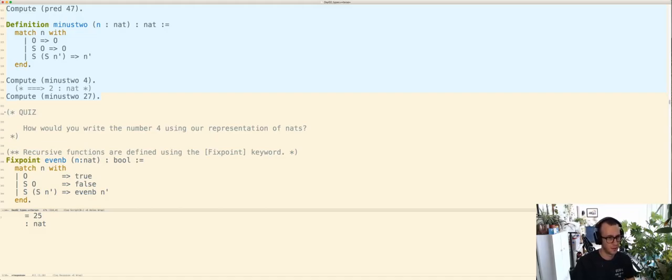Okay, quick quiz. We're going to do these quizzes throughout the class. This is not for a grade. This is for checking your understanding. How would you write the number 4 using our representation of nats? I'll give you a hint. We've actually already seen it.